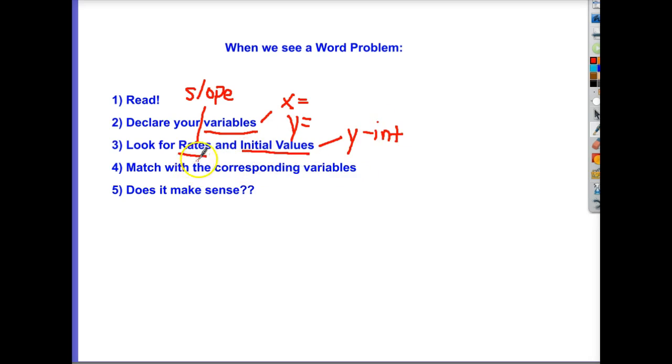So these are important. You can look for rates and initial values in there. After that, you can take your rates and your initial values and match them with the corresponding variables. Corresponding means they go together. So match them with your corresponding variables to write an equation. And then, does it make sense? Ask yourself, is what I just wrote meaningful? Does it have meaning in math? Can I look at this and say, okay, this makes sense. I need to multiply here. I need to add this on. Does it make sense? You have to ask that at the end.